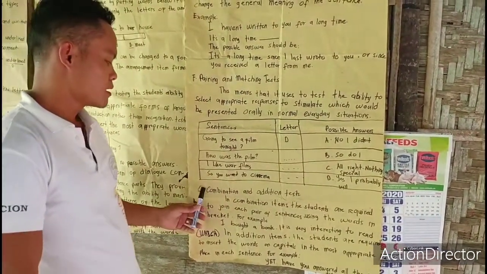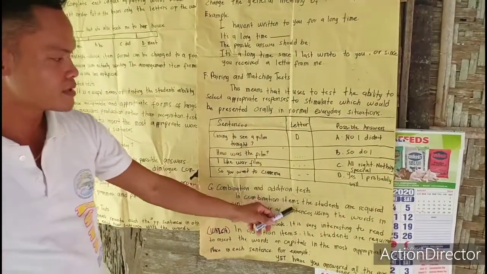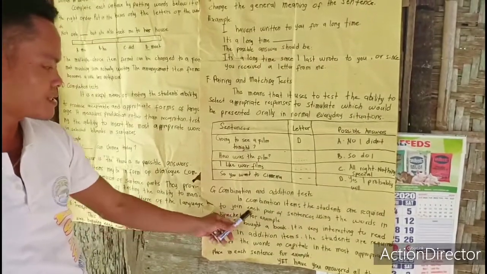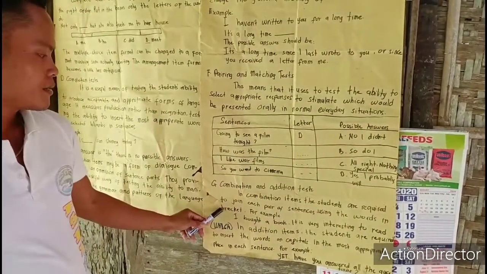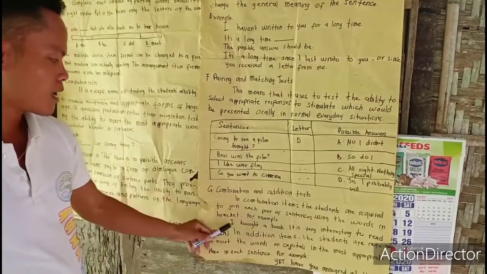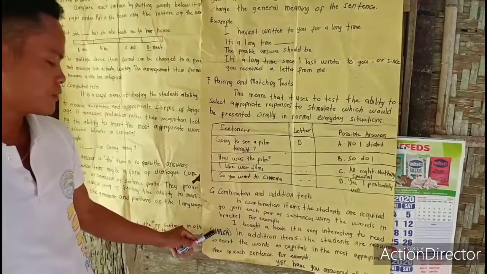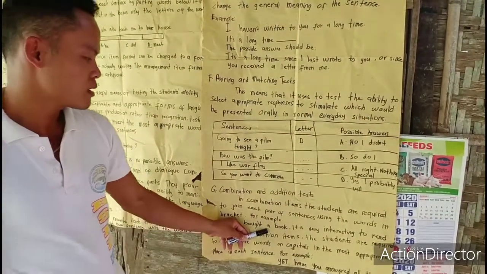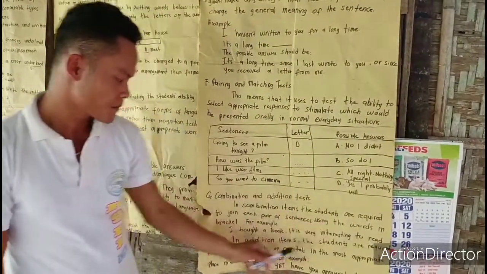testing grammar. Combination and addition test. In combination items, the students are required to join each pair of sentences using the word in brackets. For example, I bought a book. It is very interesting to read. So you have to put first the word which. It is a book. I bought a book which is very interesting to read.